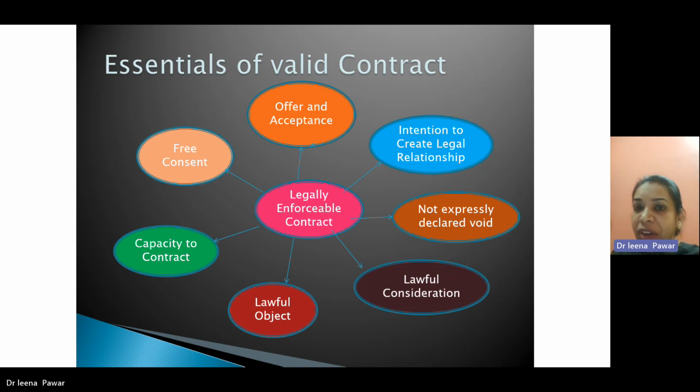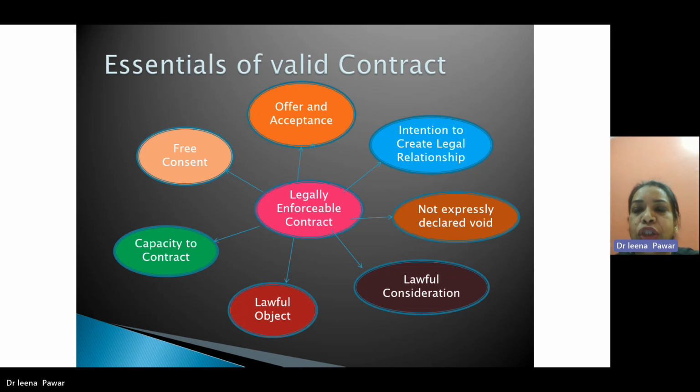In the definition of agreement, it says every promise or every set of promises forming the consideration for each other is an agreement. So when the proposal is accepted, it becomes the promise and is converted into the agreement. So there should be the offer and acceptance.